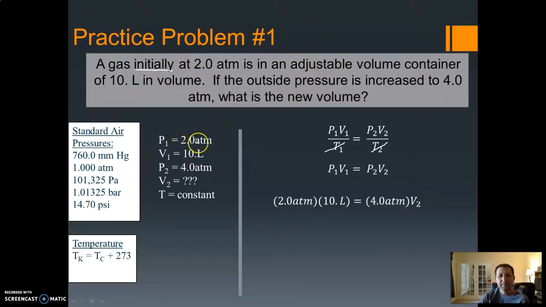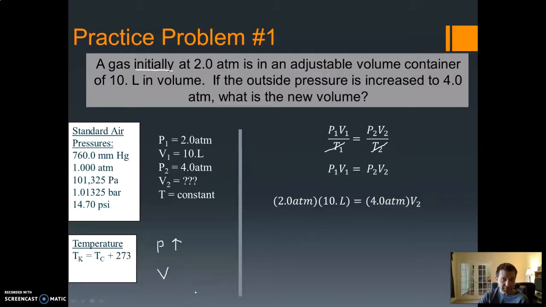Look what happened. We have our P1 at 2 atmospheres, our P2 at 4 atmospheres. So pressure increased, right? What happened to your volume then? Volume is at 10 liters. What should happen to it? Well, if you remember, Boyle's law is the relationship between pressure and volume, right? So pressure and volume have what kind of relationship for Boyle's law?